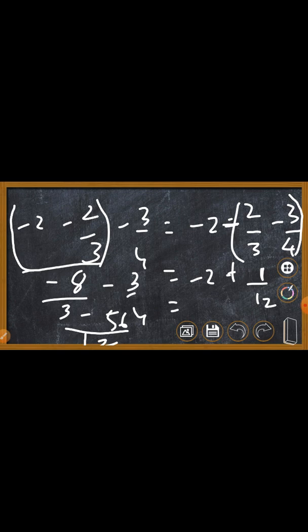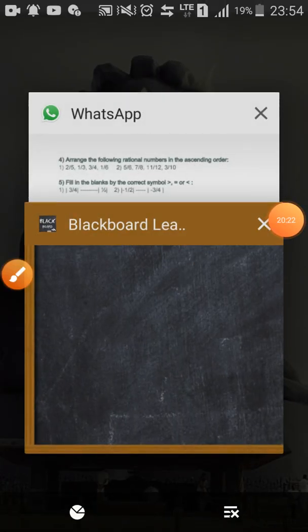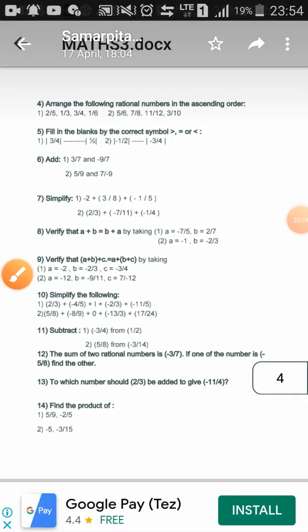And here let's see what do we get as the answer. 12 is the LCM. Yes, 1 12s are minus 24. No, the answer is not coming as the same, means I've made a mistake. Wait, I need to check the sum once again. Okay, so minus 2 by 3.